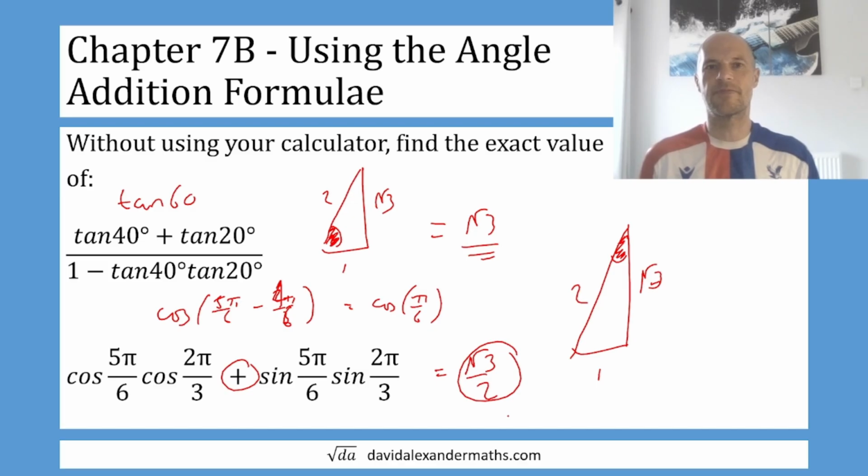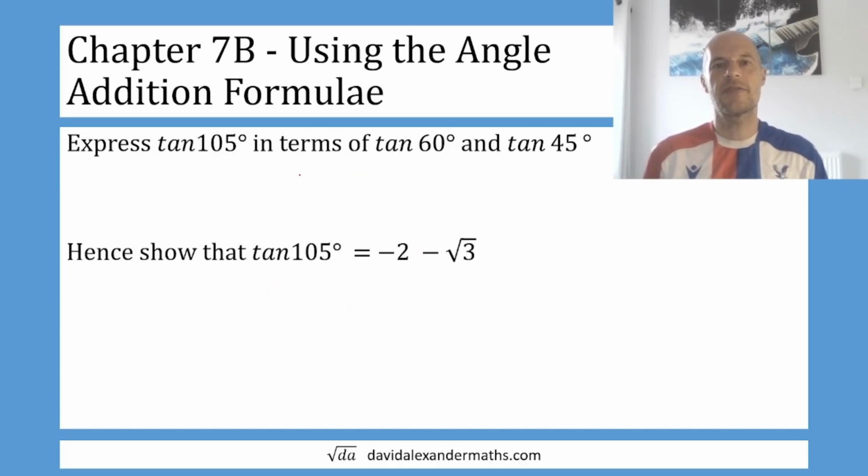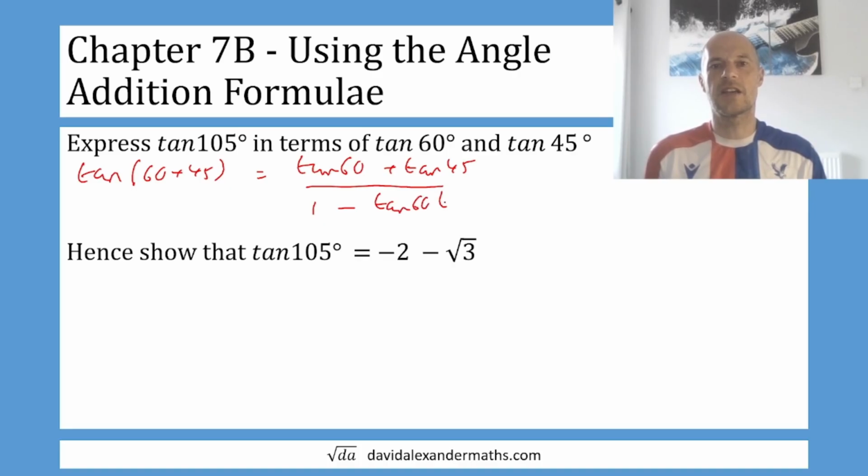There we go. Express tan 105 in terms of tan 60 and tan 45. Well, we know that the tan of 105 is the tan of 60 plus 45. So we can write that as tan 60 plus tan 45 all over 1 minus tan 60 tan 45, just using the addition formula. So that is the first part done. So we need to show that this is negative 2 minus root 3. So the tan of 45 is nice, it's always 1.